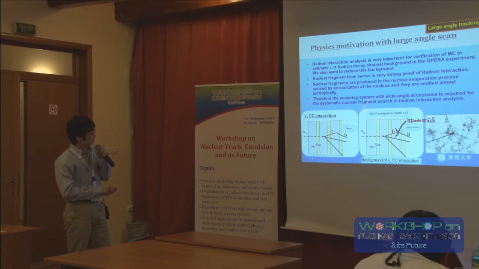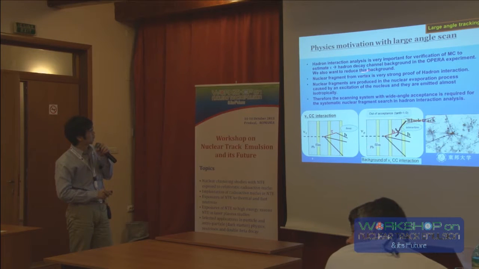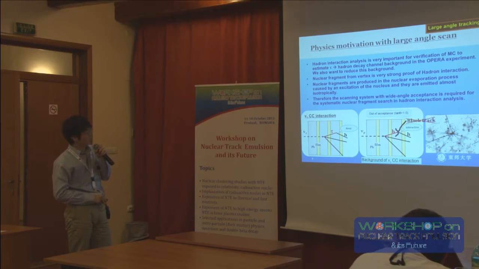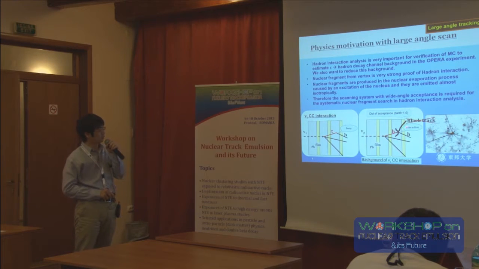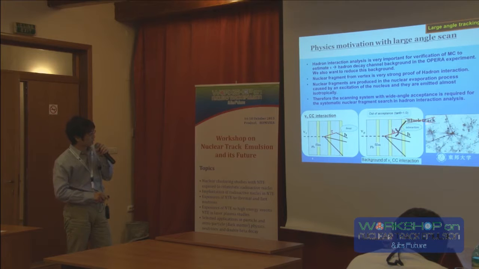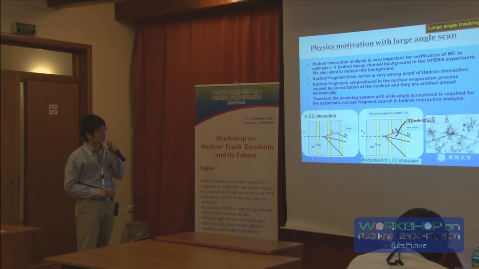But the nuclear fragment from the vertex is a very strong proof of hadron interaction, because the signal is a decay. Nuclear fragments are produced in the nuclear evaporation process caused by the excitation of a nucleus, and they are emitted almost isotropically. So sometimes the black track is out of acceptance. So a scanning system with wide angle acceptance is required for the systematic nuclear fragment search in hadron interaction analysis.